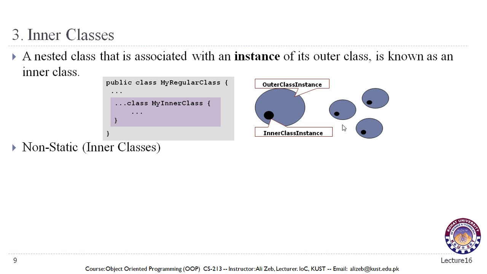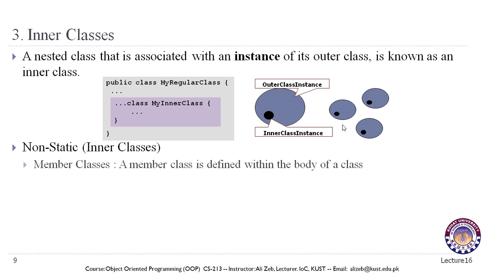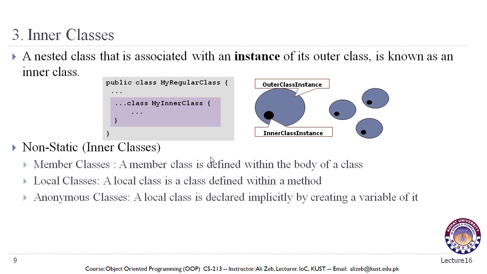These are non-static and can be of type member classes. So a member class is defined within the body of a class, as we can see over here. Then we can have local classes. A local class is a class defined within a method. Then we can have anonymous classes. An anonymous class is declared implicitly by creating a variable of it.